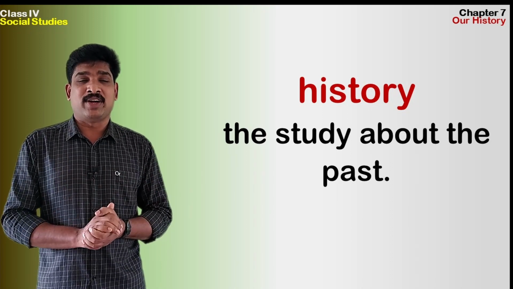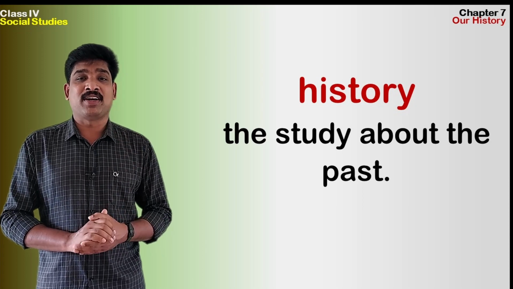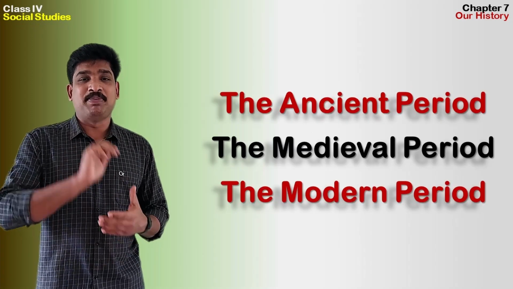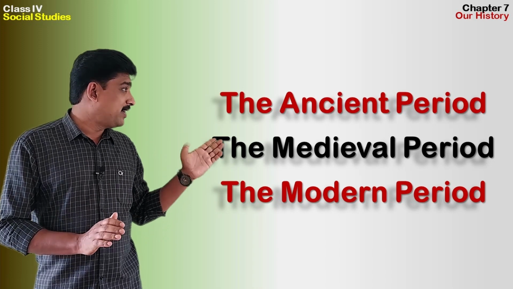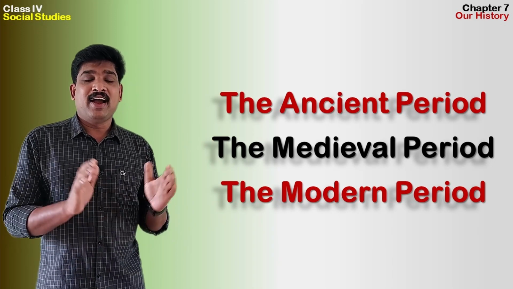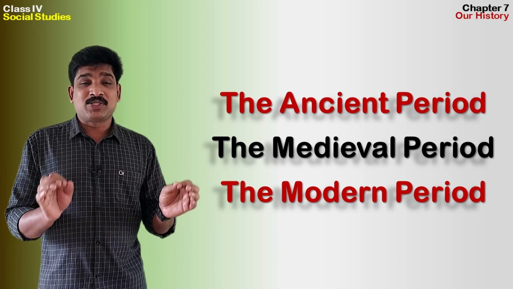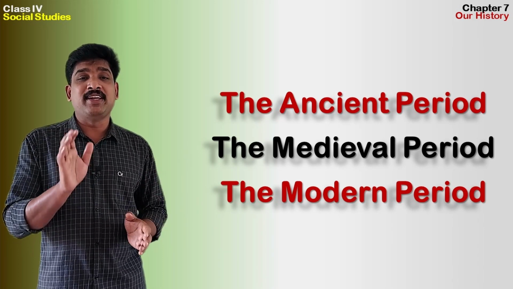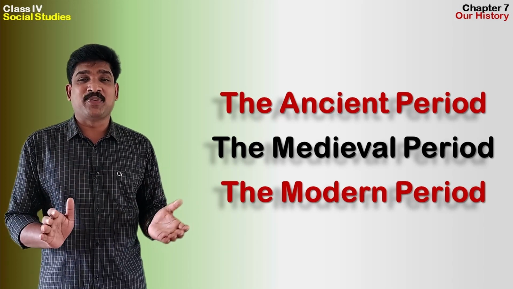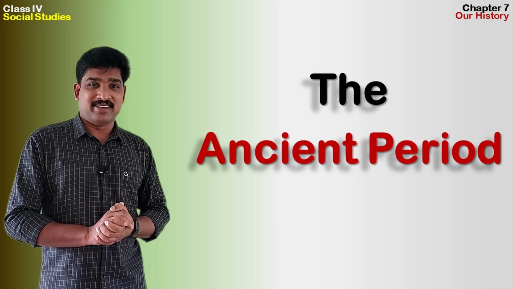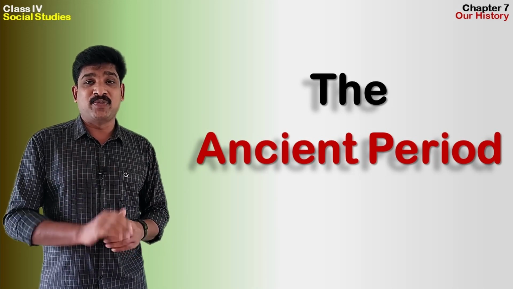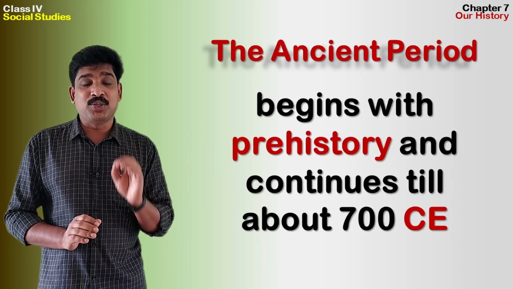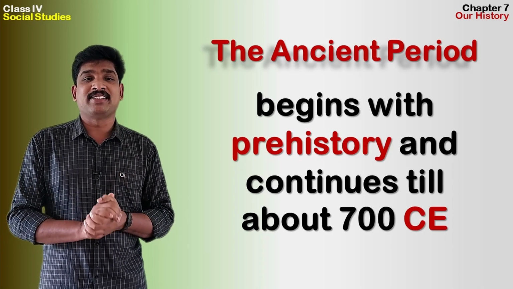For easiness of understanding, the history of our country is divided into three periods: the ancient period, the medieval period, and the modern period. Now let us go back to the past and learn about India's history. Let us start with the ancient period. This period begins with prehistory and continues till about 700 CE.